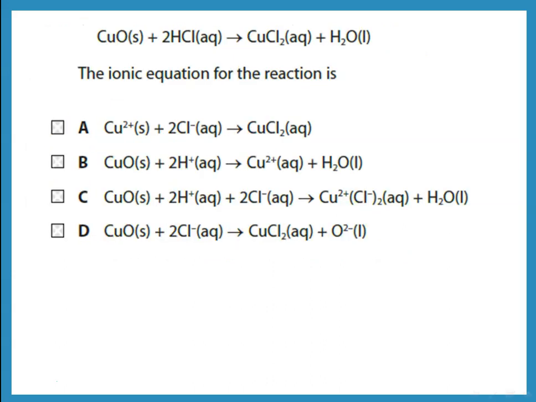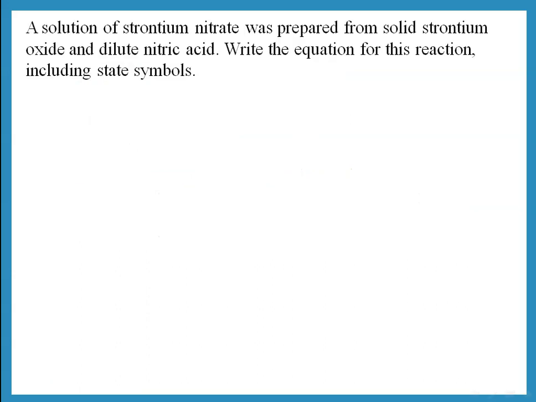Okay? Copper oxide plus 2HCl to give copper chloride plus water. For the ionic equation, you should realize that the copper oxide is a solid. It comes down as it is. I have chloride before and after the arrow, so that is cancelled, and I'm left with the equation in B. Okay? A solution of strontium nitrate was prepared from solid strontium oxide and dilute nitric acid. So write the equation. Strontium nitrate was prepared from strontium oxide, and he tells me it's a solid. Nitric acid, I should know, is aqueous.